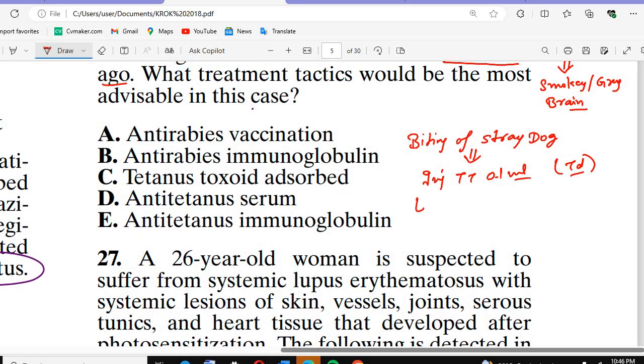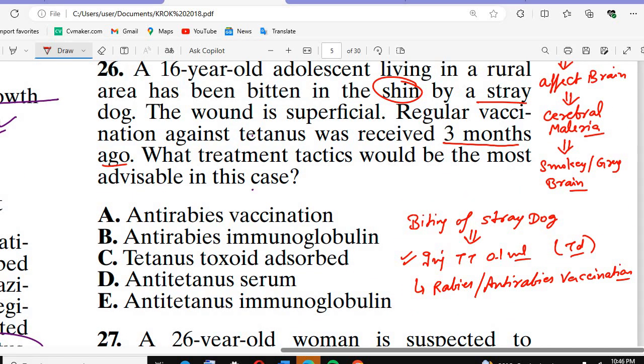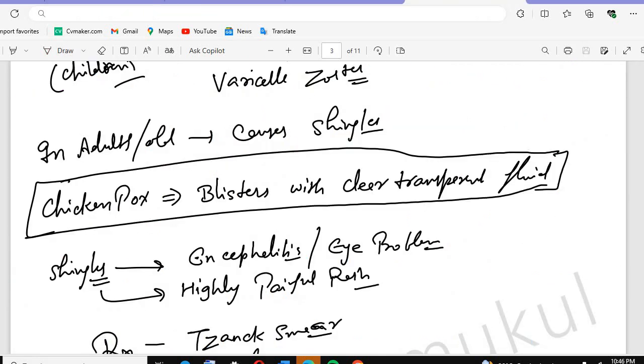After that, we have to give the rabies course, the anti-rabies vaccination. But if the patient has already taken the TT injection 3 months ago, we keep an interval of 3 years. So in this patient, who has already taken tetanus within the last 3 months, we will not give the anti-tetanus injection. Directly we will give the anti-rabies vaccination.